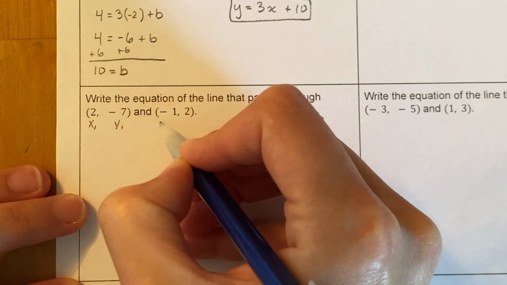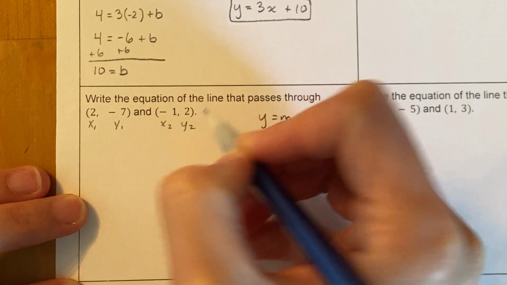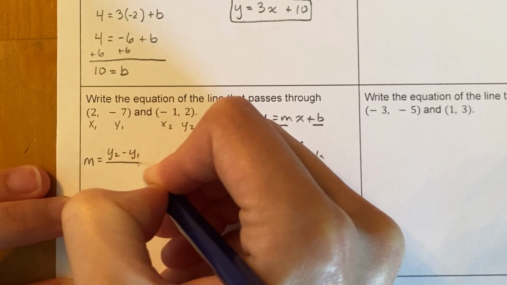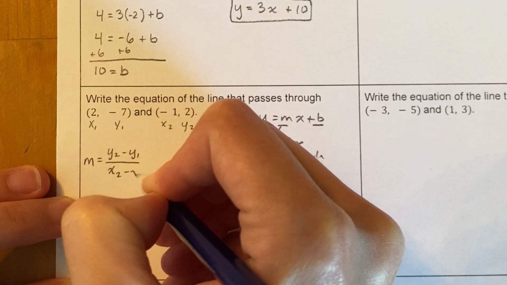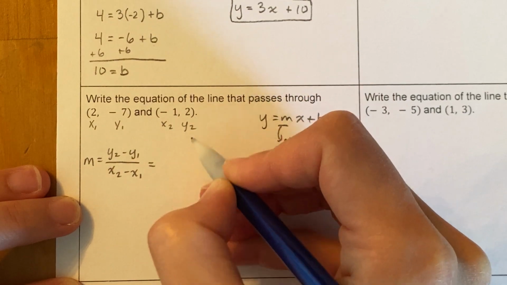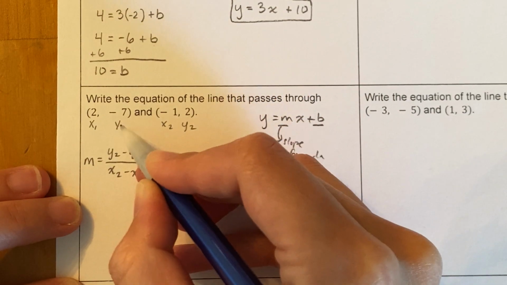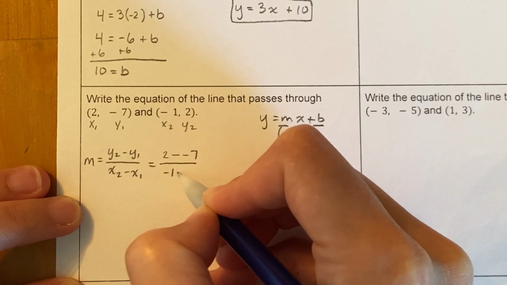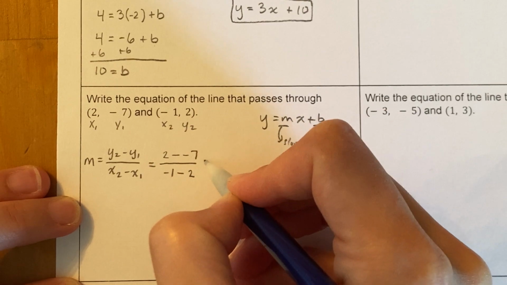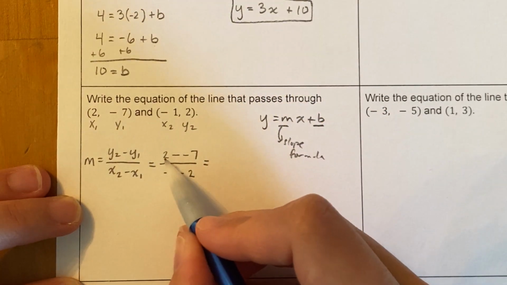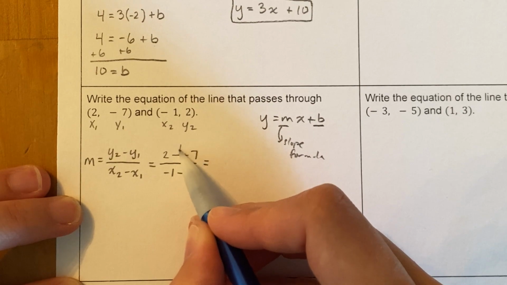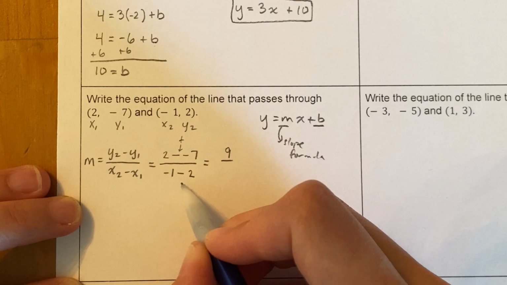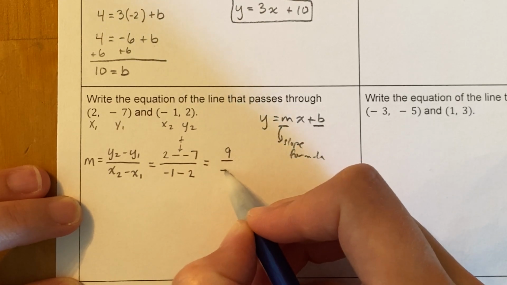This is x1, y1, x2, y2. The formula is y2 minus y1 over x2 minus x1. So y2 minus y1 over x2 minus x1. Let's do the math. 2 minus -7. This becomes a plus. That becomes 2 plus 7, that's 9. This is -1 minus 2. So I have one negative, two more negatives.